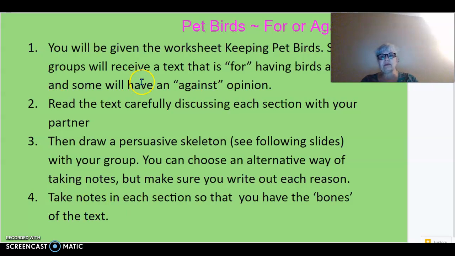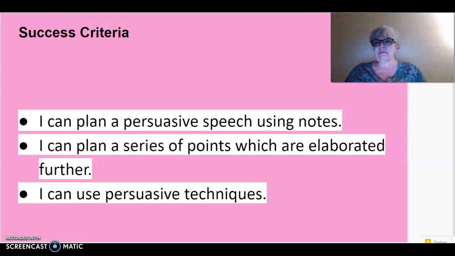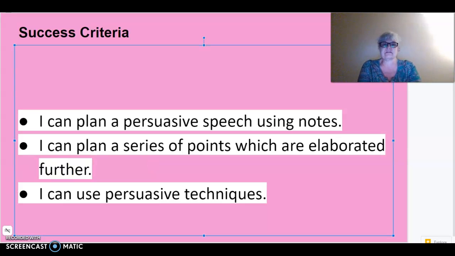When everyone has completed this activity, then we're going to move on to the next thing. So today, your success criteria is that you can plan a persuasive speech using notes. You're going to plan a series of points, which are each elaborated further. You can use persuasive techniques. That's what you should be able to say at the end of this lesson.